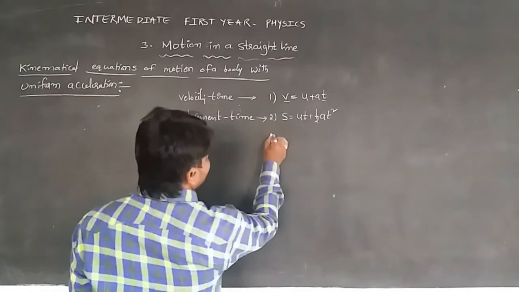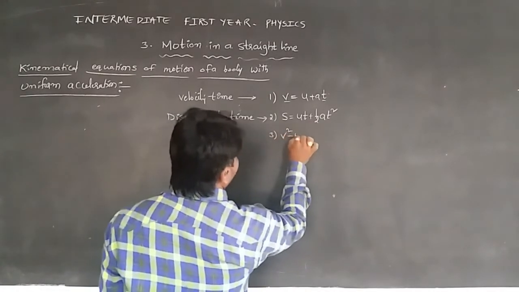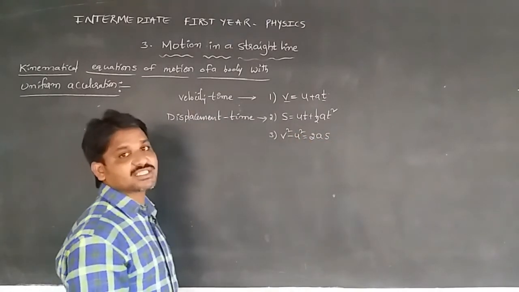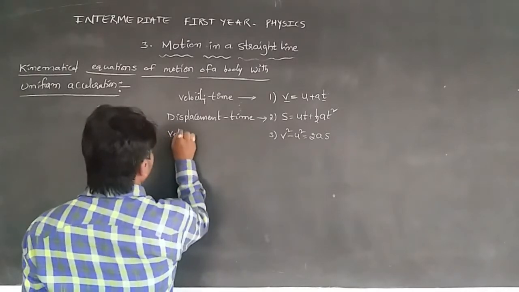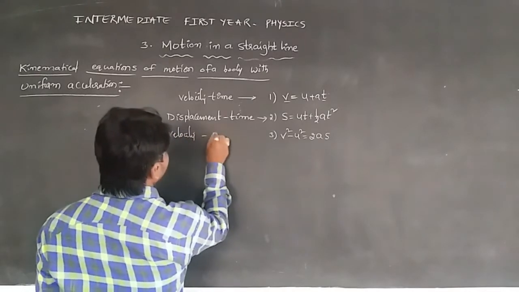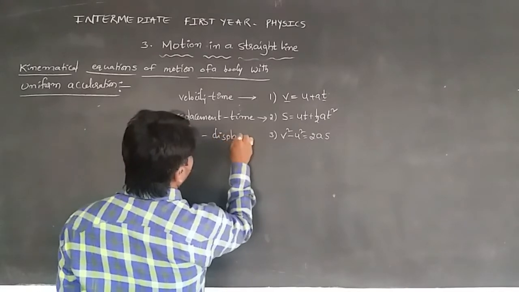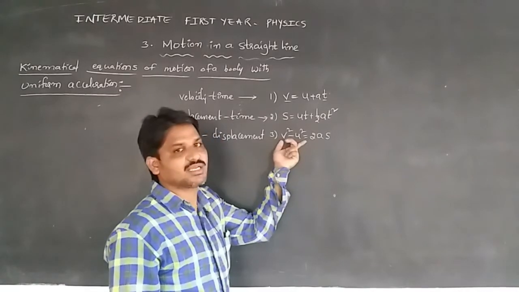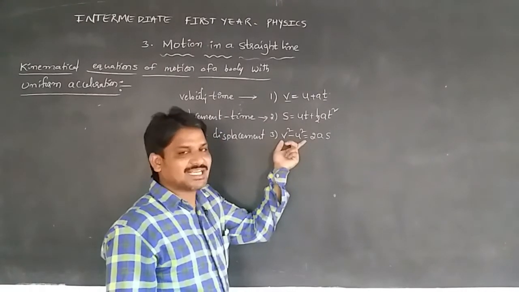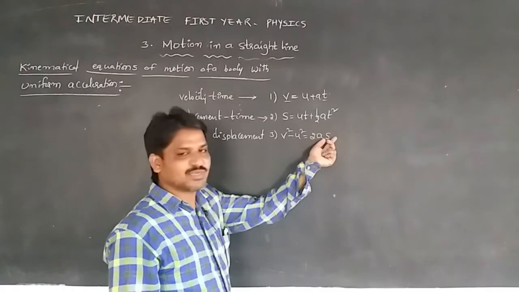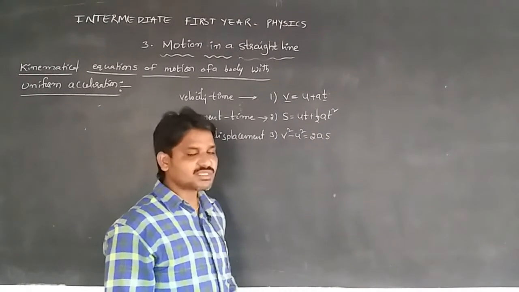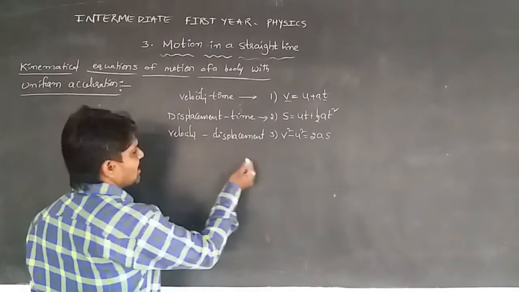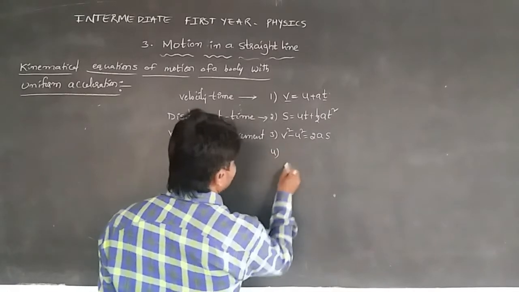The third relation is V² − U² = 2AS. This relation is also called the velocity-displacement relation. By using this we can find the retardation and acceleration, as well as the displacement, the initial velocity or the final velocity, like that. The fourth equation is the nth second equation.